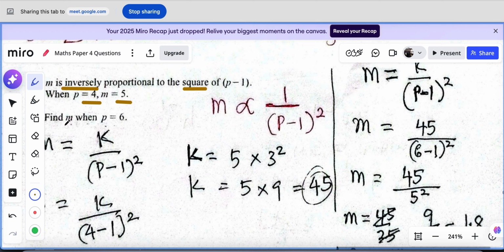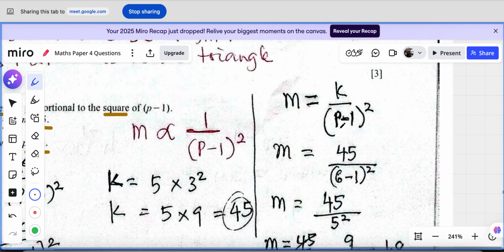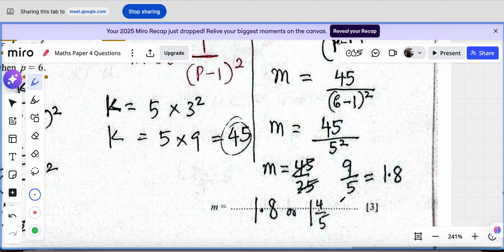Now we should find m if p is 6. So you come back to the same formula, m equal to k over p minus 1 squared. Remember, we just found k to be 45, so you put the value of k here. m equal to 45 over 6 minus 1 squared, because p is now 6. 6 minus 1 is 5, 5 squared is 25. So now we have m equal to 45 over 25. 5 goes into 45 nine times, and into 25 five times. So 9 divided by 5, I get 1.8.